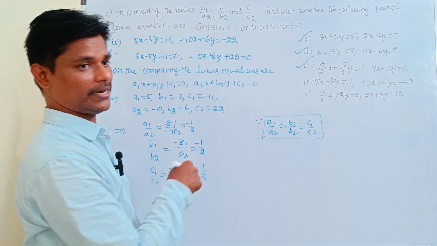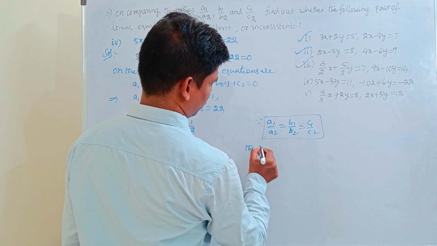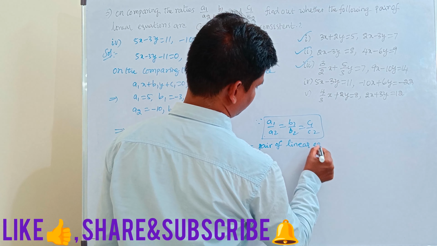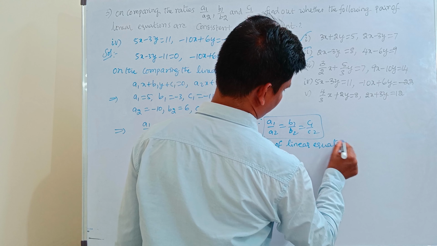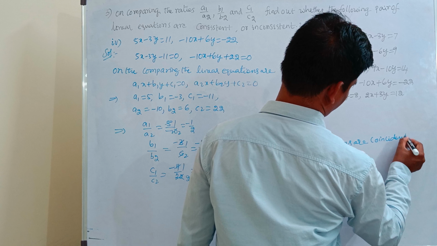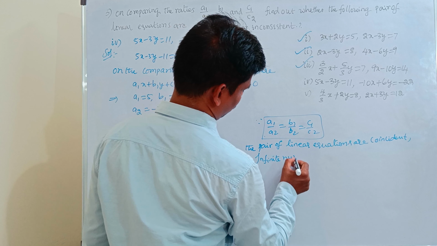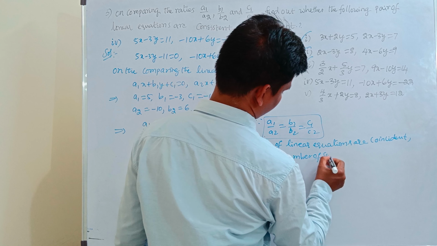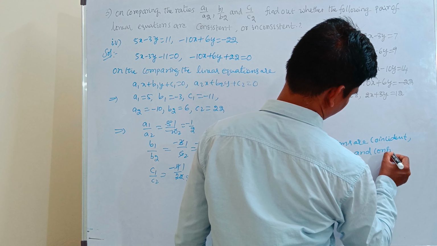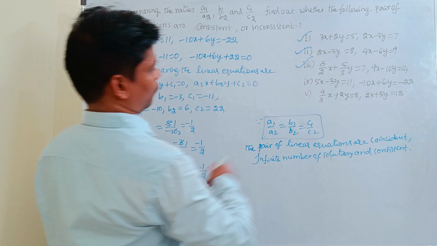This type has an infinite number of solutions. Those lines are coincident lines. Then the system is a consistent system. So therefore, write that the pair of linear equations are coincident, with an infinite number of solutions, and consistent. Okay, this is the fourth one.